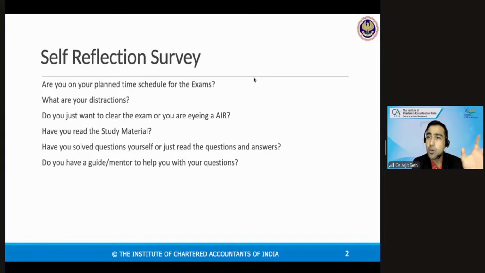So do you just want to clear, or are you aiming for a rank? If you're aiming for that all India rank, then you work towards that top 25%. If you just want to pass, then you're part of that 100% group which is just studying to clear. I'm not saying you should be fanatic, go crazy for a rank, and be sleepless if I don't get a rank.